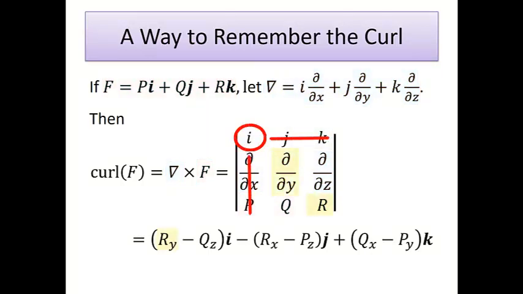And so if you remember how this works, then for our i component, we'll have the partial derivative of R with respect to y minus Q with respect to z. Then we'll have to do a minus for the j component, partial derivative of R with respect to x minus P with respect to z, and then finally for the k component, partial derivative of Q with respect to x, then P with respect to y. And so this will give us a handy way to actually compute the curl.